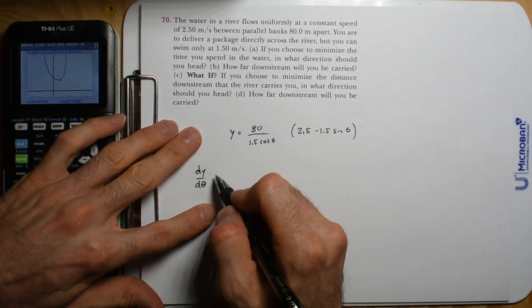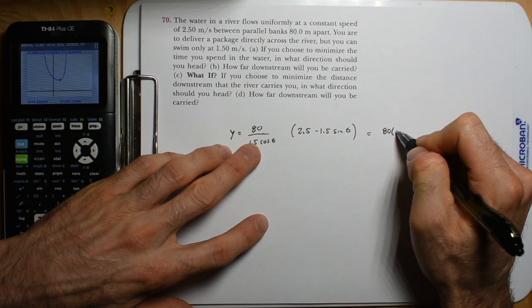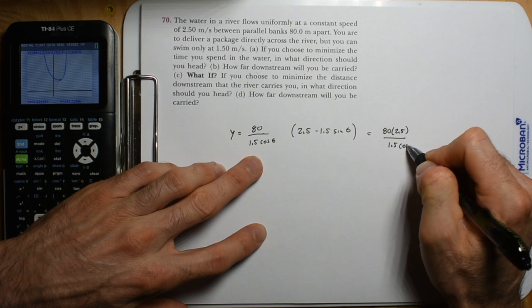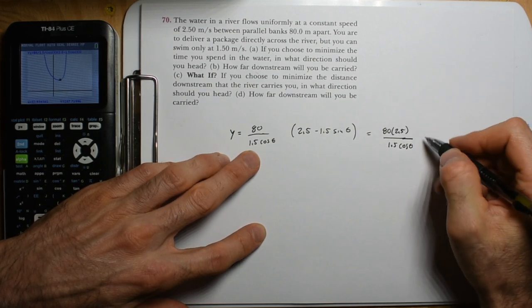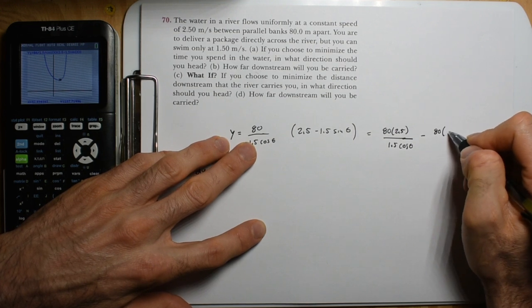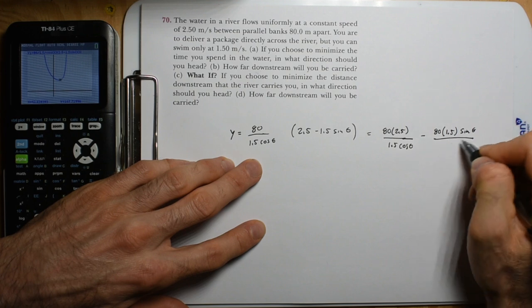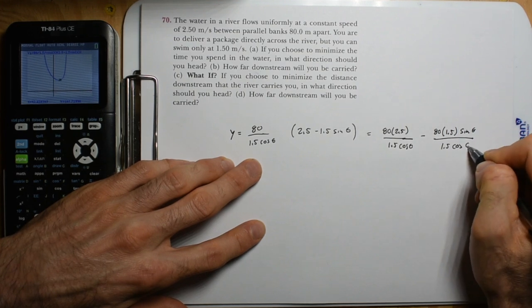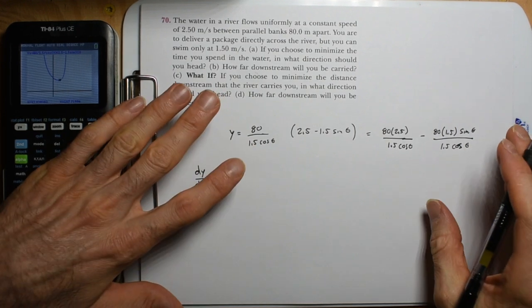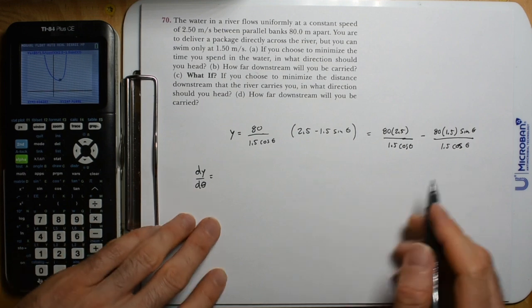Should we FOIL this through? I think we should. So we're going to go 80, 2.5 divided by 1.5, and then we've got cosine theta downstairs. And now we're going to go minus 80, 1.5 sine theta upstairs, and then 1.5 cosine theta downstairs. And we're just going to leave it like that because I've got differentiation skills. I just learned these tricks.